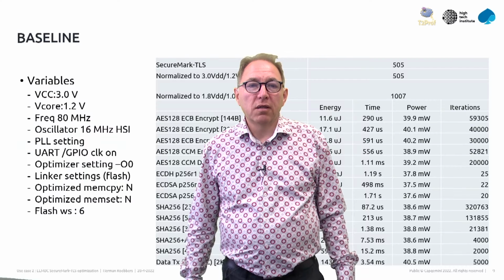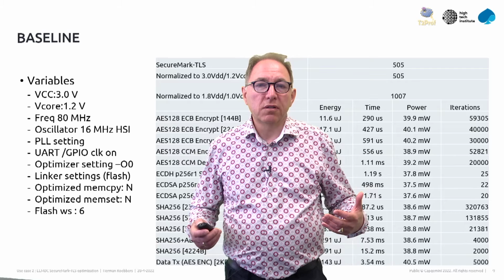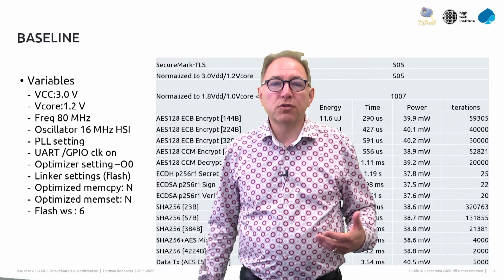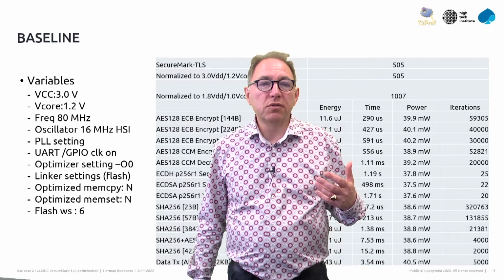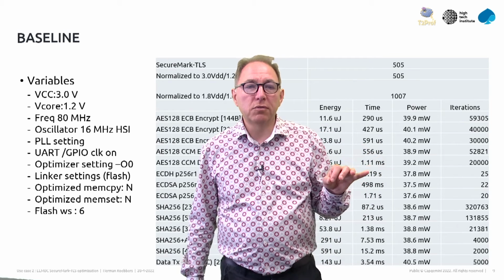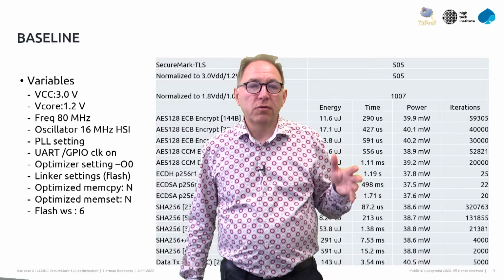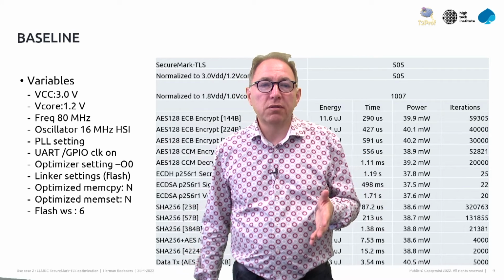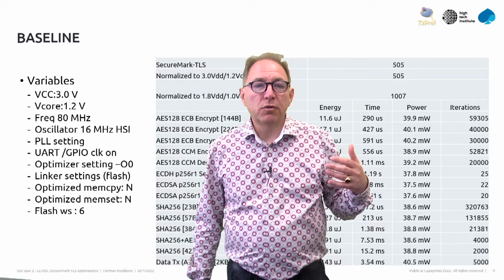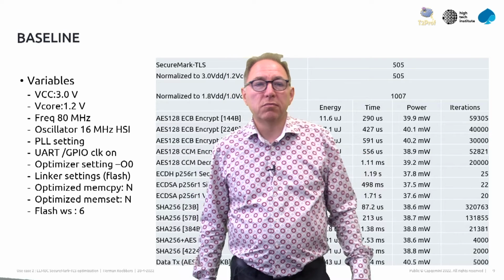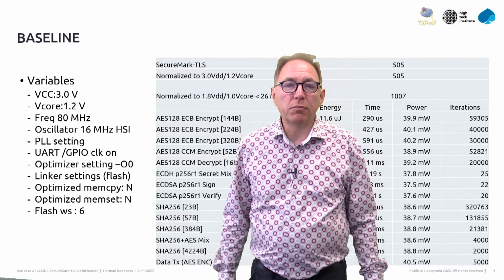So one of the things we need when we start optimizing is a baseline, which is basically the reference score to beat. And in this case, we have a baseline score of 505. When we have a voltage supply of 3.0 volts, we have a core voltage of 1.2, 80 megahertz. We use an internal oscillator at 16 megahertz, and we multiply by 5 using the PLL. The UART and the GPIO clocks are on, but we only basically need that for one pin.